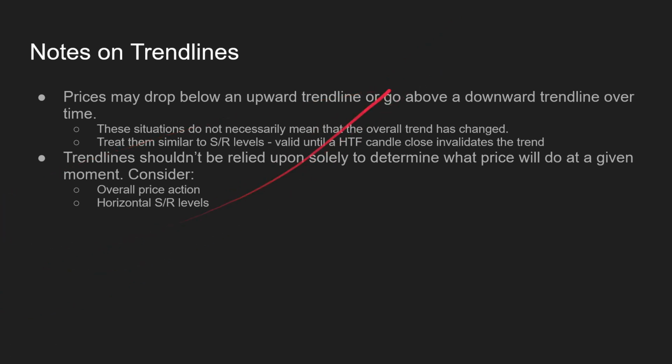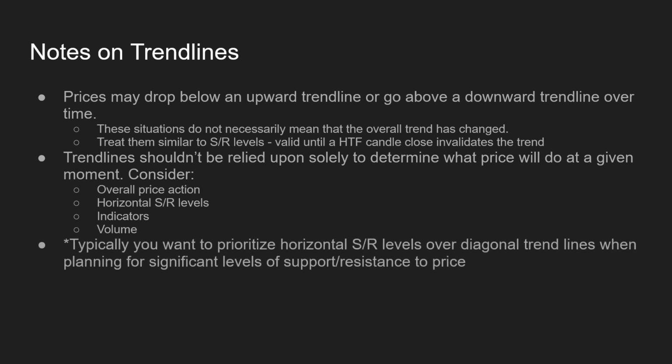Right, we're looking at the big picture. So trend lines are more about that big picture, less about here's a place to buy and here's a place to sell. We also want to consider indicators as well, in addition to volume. Now, here's a special note. Typically, you want to prioritize horizontal support and resistance levels over diagonal trend lines when planning for significant levels of support and resistance to price.